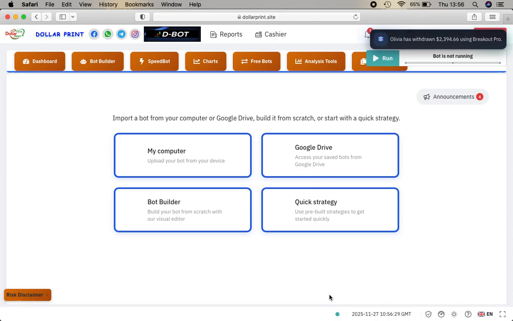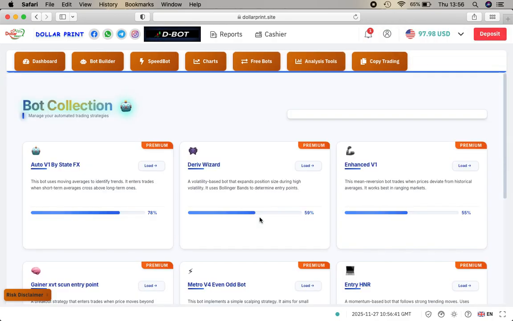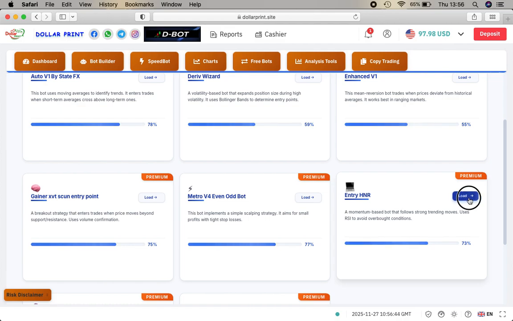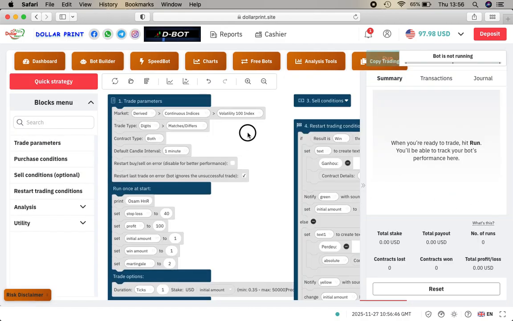In this video I just want to show you how you can scalp the higher and lower very quickly, using only two indicators and also a bot. So log into developing.site, then click on these free bots and choose the Entry HNR like that. Then ensure you set it up like this, up and down.